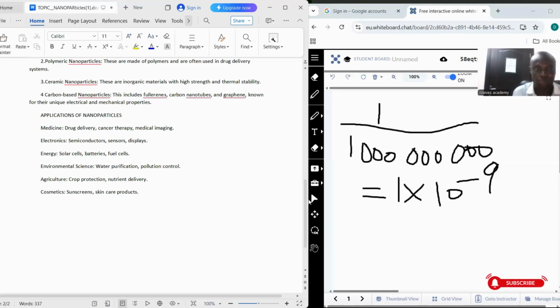Then in agriculture, nanoparticles are used for crop protection, to protect crops or plants from environmental effects. Then they are also used for nutrient delivery to enhance the fertility of the soil. Then lastly, they are used in cosmetics. For example, they are used in skin care products and as sunscreen. So you see, they have very diverse or varied applications in nature.